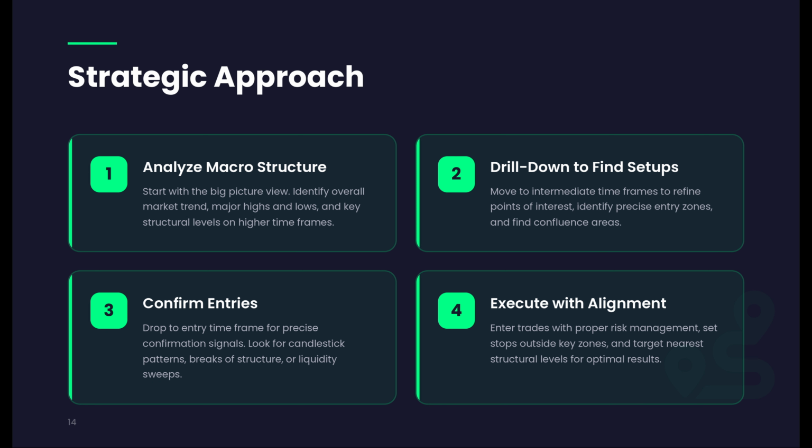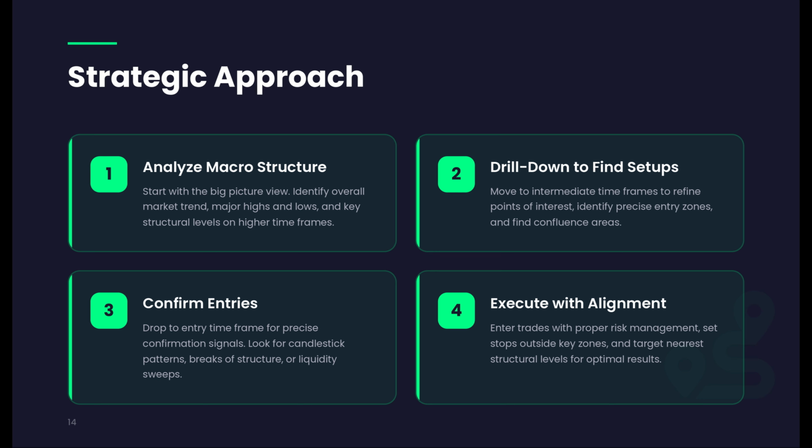This macro structure gives you your trading bias for the session. If the macro structure says bullish, you're looking for buying opportunities. If it says bearish, you're hunting for shorts. It's that straightforward. Step 2. Drill down to find and refine setups.